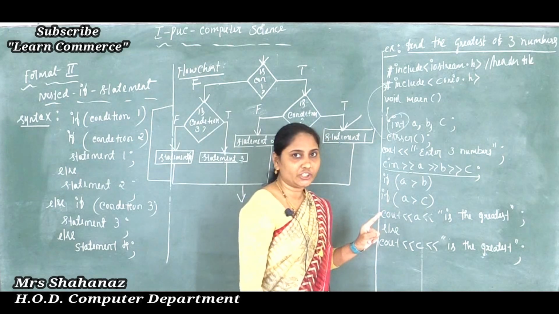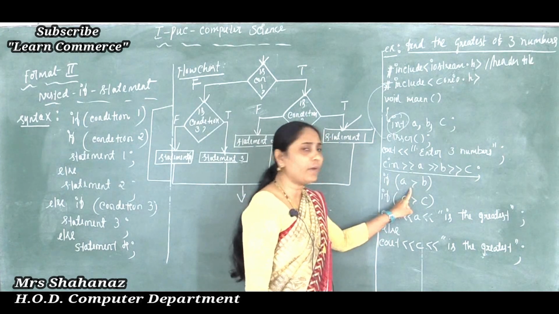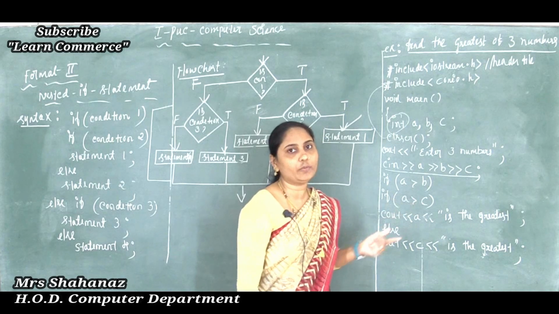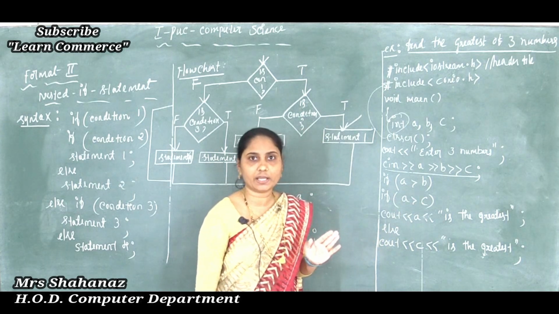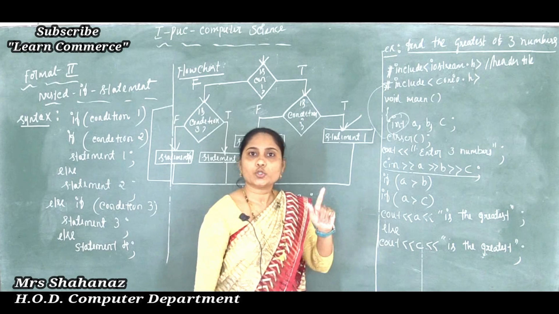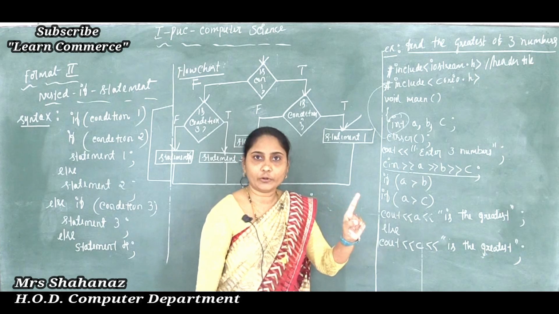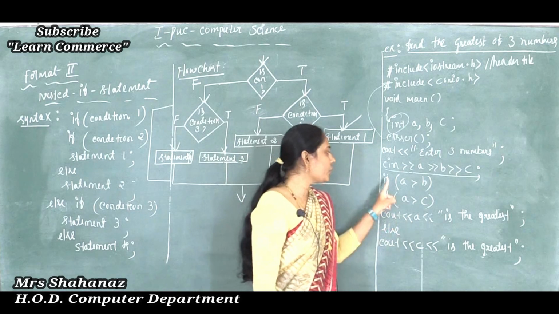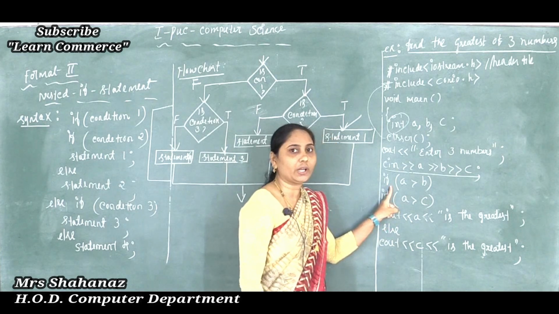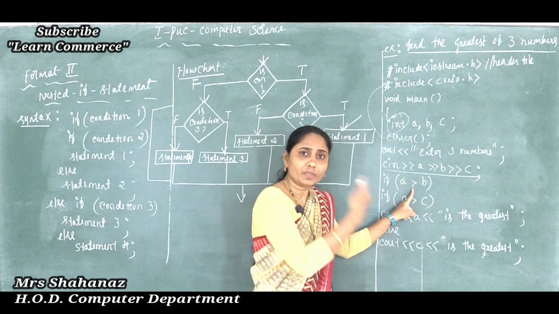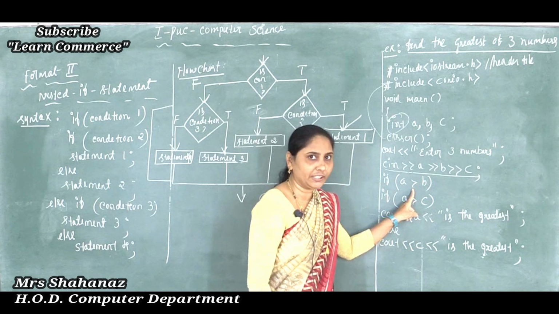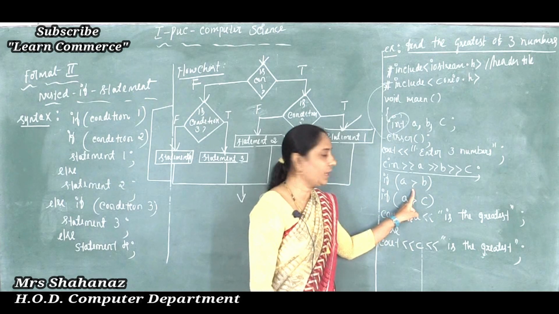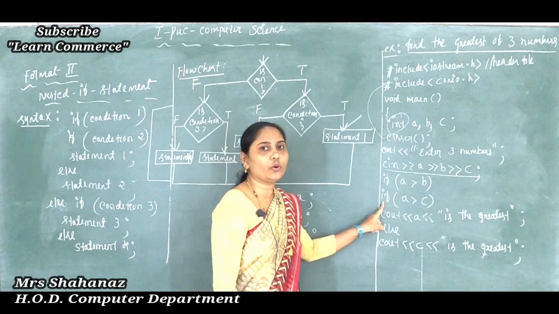The first condition is if A value is greater than B. We know the value of A. The A value is 10, B value is 20. Correct? A value 10, B value 20, C value is equal to 30. So now you have to check the condition. If A value is greater than B, is the condition true? No. Correct? Now you have to check one more condition.